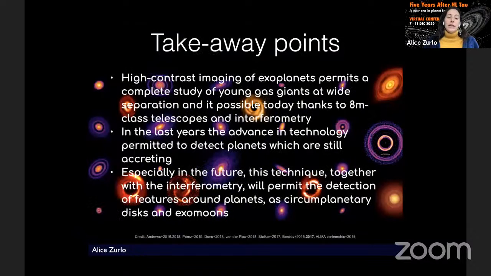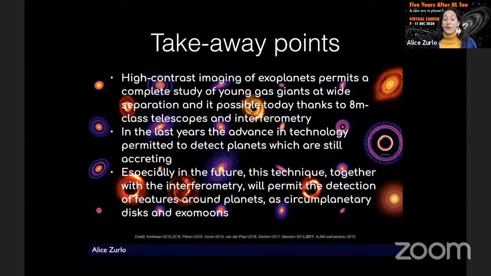So to conclude, I showed you that the high contrast imaging of exoplanets is a very nice technique where you can have a complete study of very young gas giants with separation, and it can also study the interaction of the planets with the disk. And in the last year, we have even been able to detect planets that are still accreting, the protoplanets.